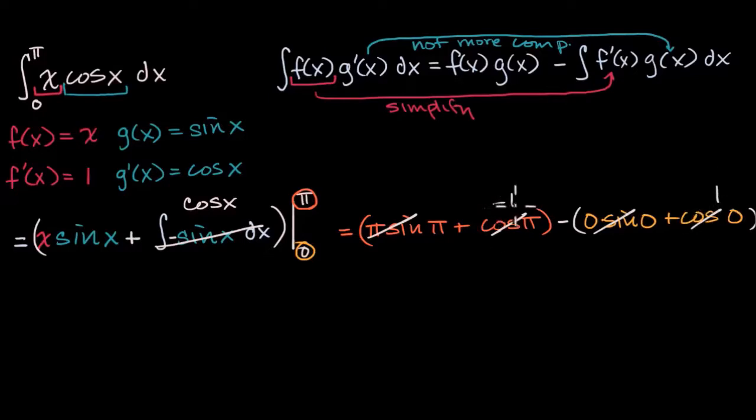So you have negative 1 minus 1. So this all gets us to negative 2. And we are done. Using integration by parts, we were able to evaluate this definite integral.